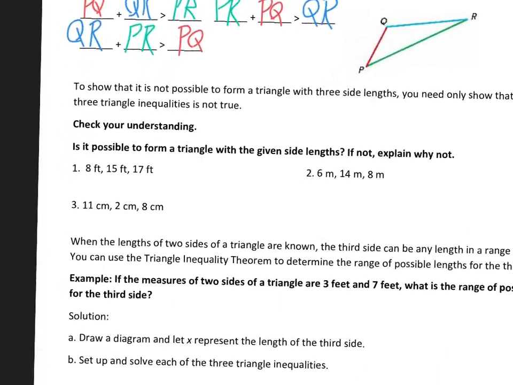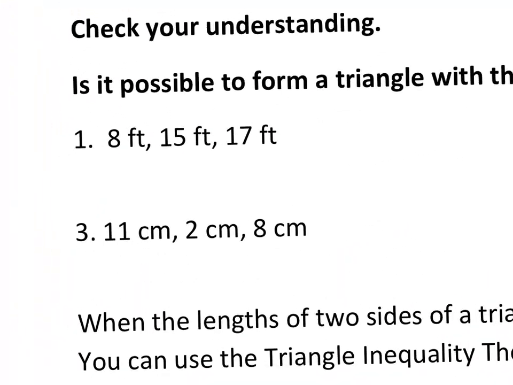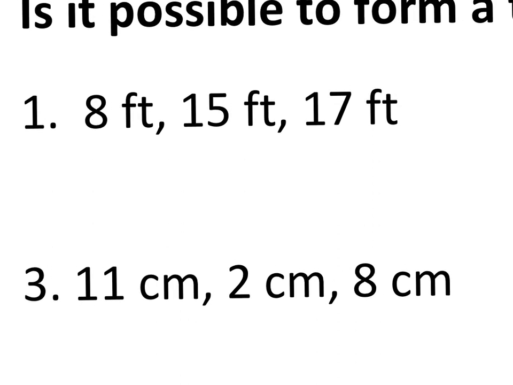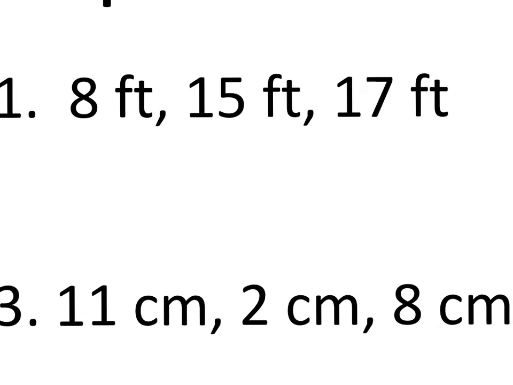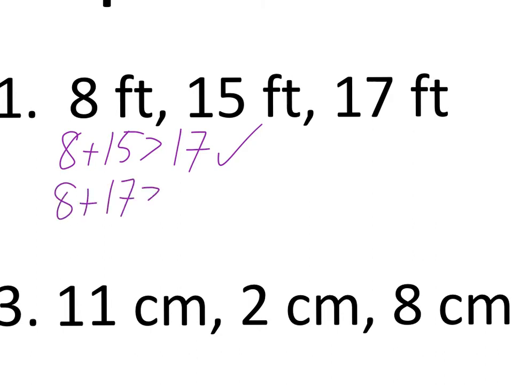So let's take a look at some practice problems for this. Given each of these triplets, we want to identify whether or not we're going to have a triangle or not have a triangle. So 8, 15, 17. Set up our inequalities. 8 plus 15 greater than 17. That's a true statement. 8 plus 17 greater than 15. That's also a true statement.